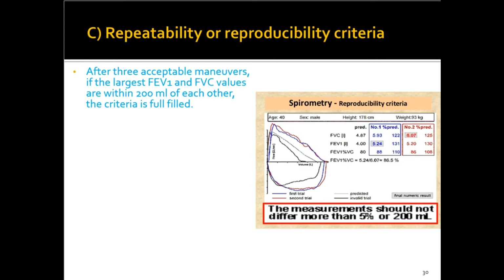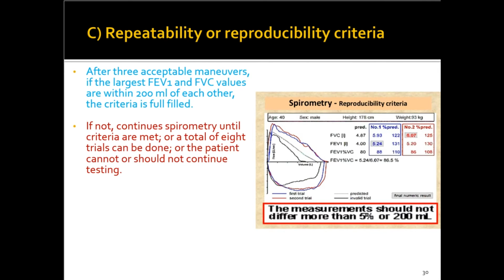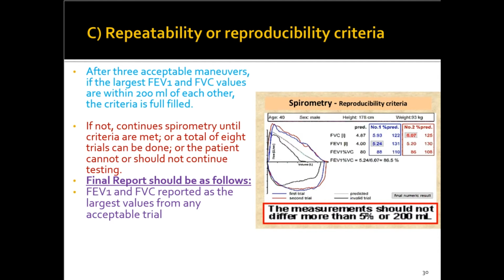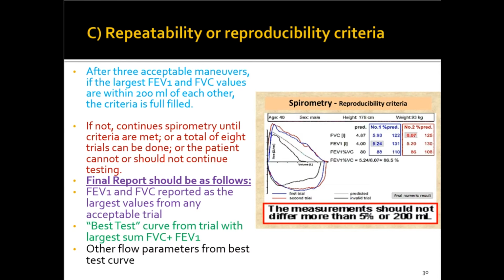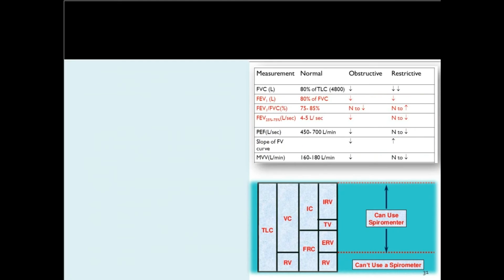is fulfilled. If not, continue spirometry until criteria are met, or a total of 8 trials have been done, or the patient cannot or should not continue testing. Final report should be as follows. FEV1 and FVC reported as the largest values from any acceptable trial. Best test curve from the trial with the largest sum of FVC plus FEV1. Other flow parameters from the best test curve.